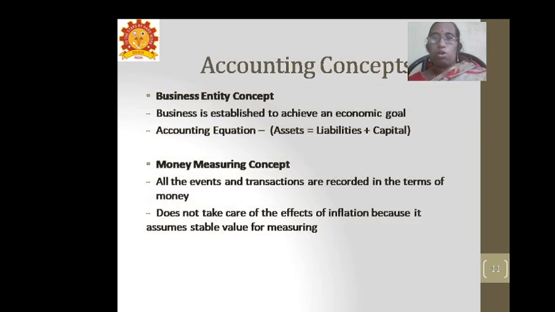Let's move on to the accounting concepts. These are the important principles given by the GAAP, generally accepted accounting principles. The first concept is the business entity concept. Here they state that the business is established so that it is always working towards the achievement of its goal. Here they give the accounting equation: assets is equal to liabilities plus capital. The liabilities are what is to be paid by the business.